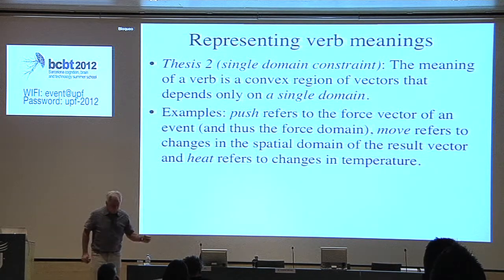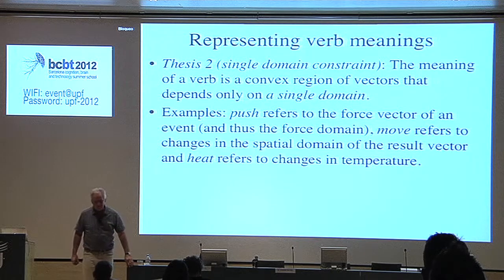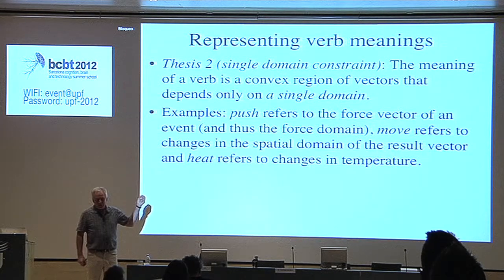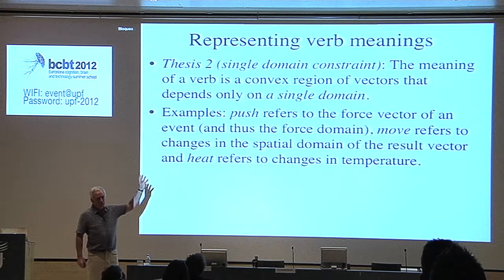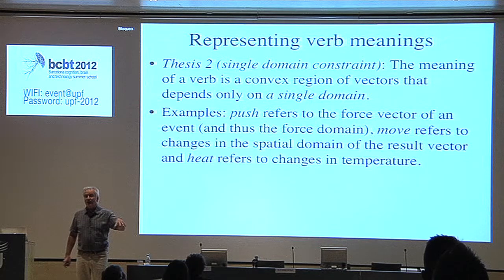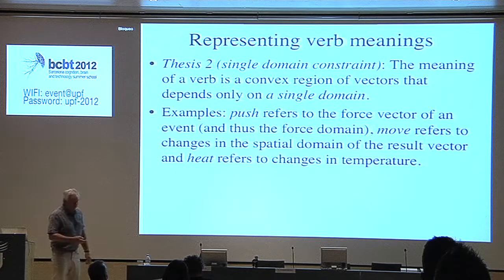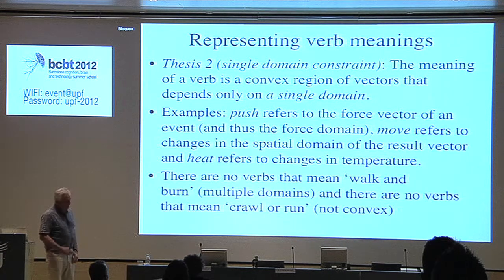The strong thing I'm claiming here, and now I'm really sticking out my neck, is an empirical claim. The other discussions about the construction of events are more abstract modeling. But here I'm making a strong connection between the notion of a domain and the use of verbs. I claimed earlier that adjectives belong to a single domain. Adjectives mark colors, sizes, temperatures, and so on. I make a similar claim now for verbs, that verbs refer to single domains. And that will have fairly strong consequences. So, I claim that there are no verbs that mean walk and burn, because that would involve multiple domains.